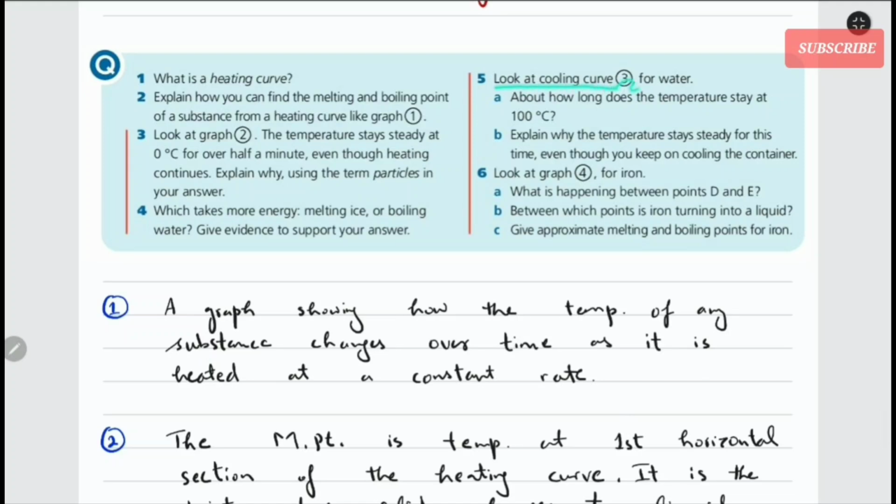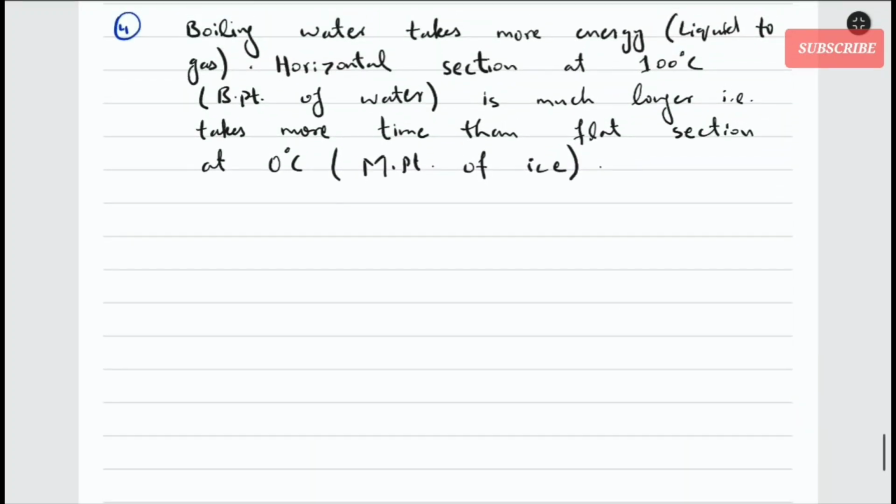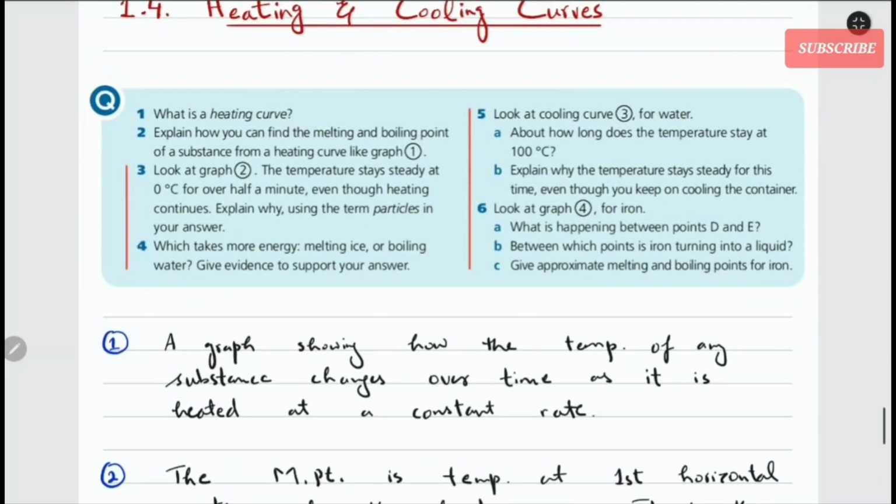Question number 5, looking at the cooling curve for water, about how long does the temperature stay at 100 degrees Celsius? So when I was drawing the curve, I was drawing it from memory, roughly, just to give you the idea. But if you look at your books, they would give you a very precise heating and cooling curve, okay? So you can look at those curves and give the answer, all right? So it would be about, I think, 5 to 6 minutes, maybe 6.5 minutes, all right? That's the time it took. Okay, let's move on. That was 5A.